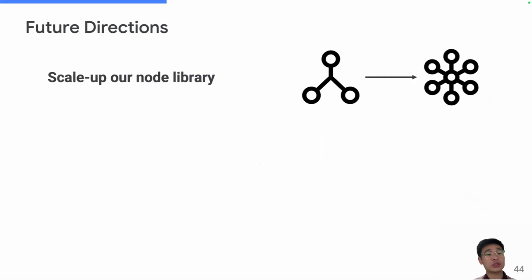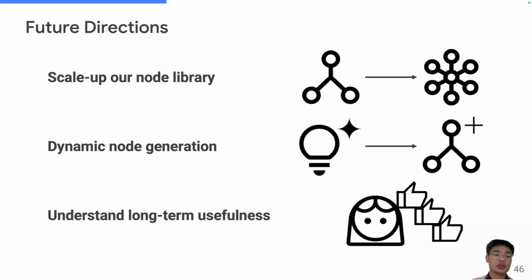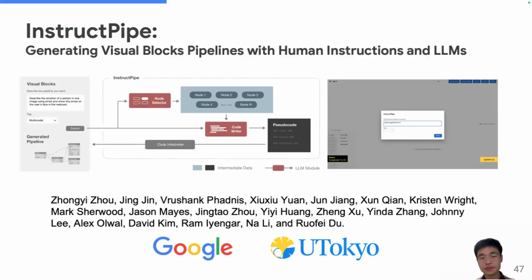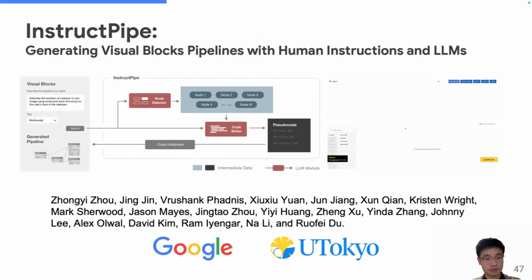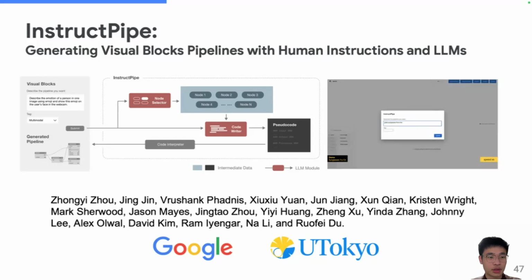Other than that, we also encourage future work to investigate how to scale up our node library, create systems that can generate nodes dynamically, and understand the long-term usefulness of such AI assistants. To conclude this work, we created a system called InstructPipe, which allows users to generate visual blocks pipelines with human instructions and LLMs. Thank you for your attention.